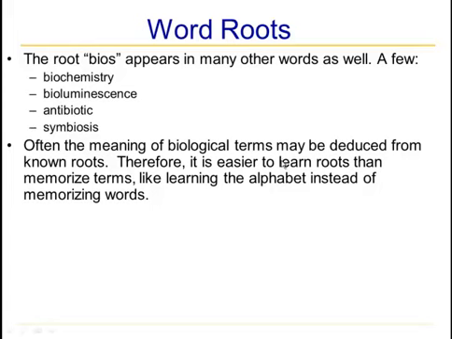So often the meaning of biological terms may be deduced from known roots. So if you know word roots, then you're far ahead of the game. It may be easier to learn the roots than to memorize the terms, kind of like learning the alphabet instead of memorizing all the words in the dictionary. And so this is a kind of reductionistic approach where we look at the components of biological terms, the word roots, to understand what they mean. And this will serve you well in many disciplines besides biology. If you know word roots, you can deduce the meaning of unknown words, and this is very valuable.